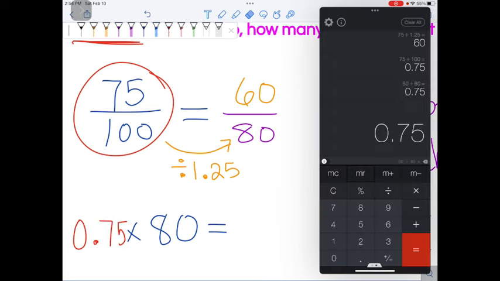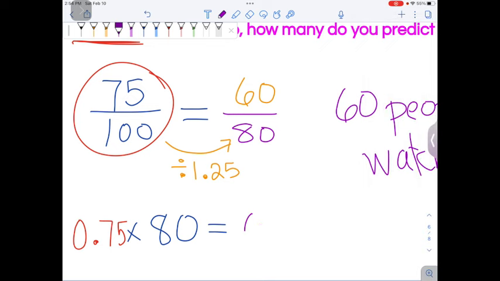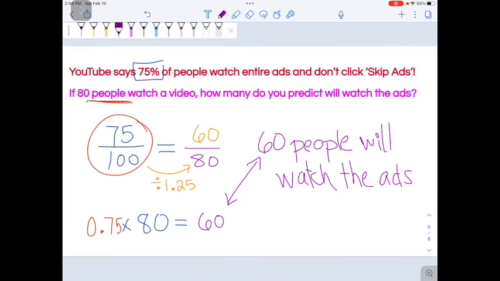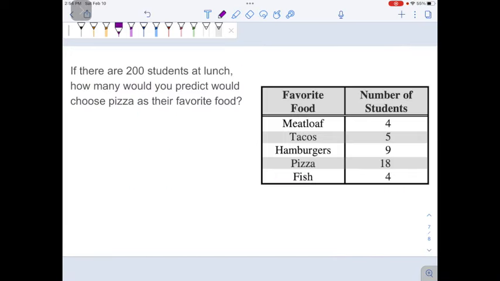Guess what number we're going to get? 0 and 75 hundredths times 80 also gets me to 60. This way will get us the exact same answer. Ms. Toivola, will it work every time? Yes. Yes, it will. Here's another example.